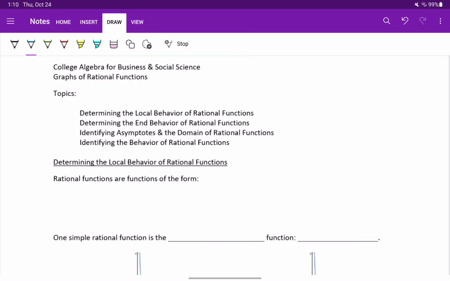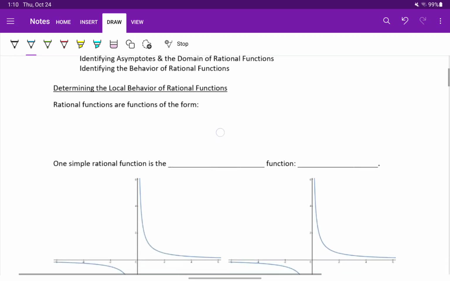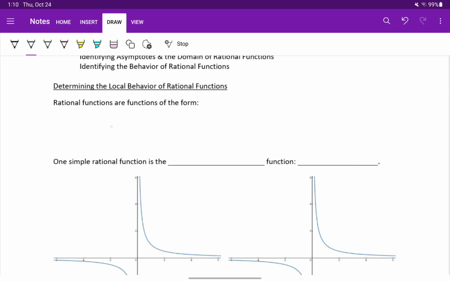In this section, we'll be talking about the behavior and characteristics of the graphs of rational functions. But before we do that, we want to establish what we mean by a rational function. Rational functions are functions of the form p of x over q of x, where p and q both represent polynomial functions. So we have the quotient of two polynomial functions. That's what dictates a rational function.